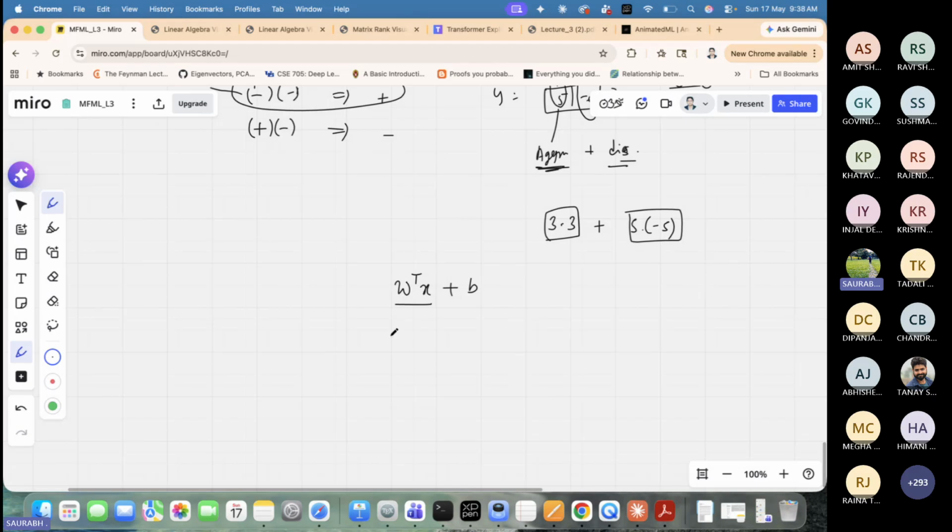So if you have a weight vector and an X matrix, you generally take a dot product between them and then you add the bias term, right? This is what the equation of the line is: Y is equal to W transpose X plus B. This is what you use. You have the weight vector being taken as a dot product with the input matrix X, right?